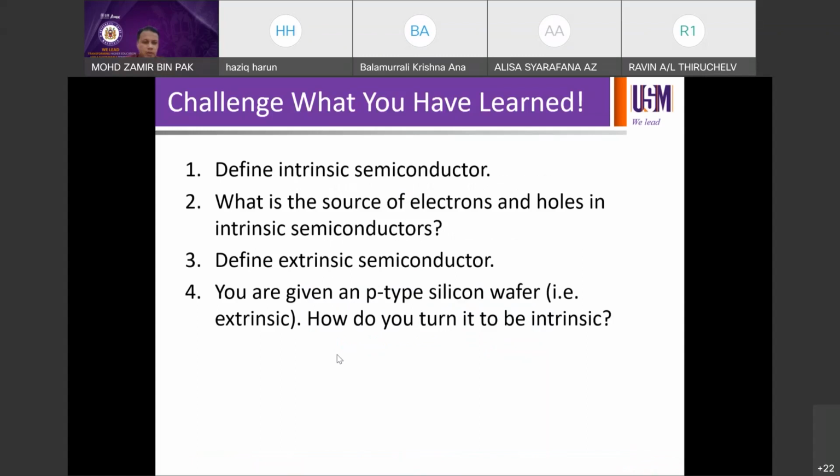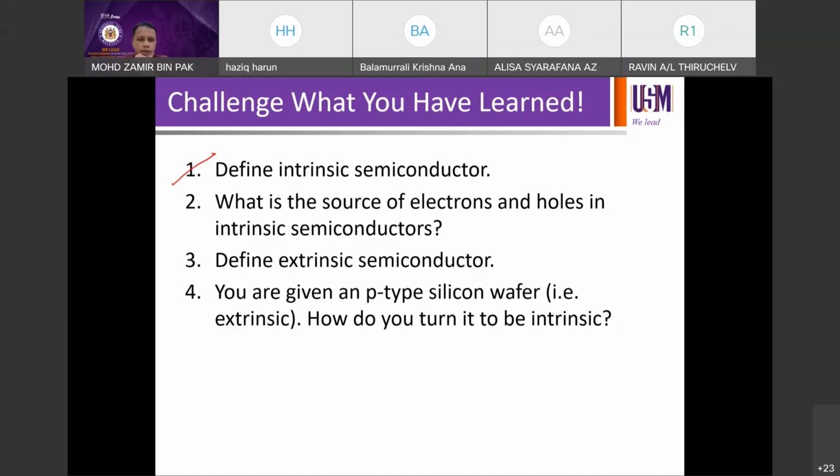So let's go to question number 1. Define intrinsic semiconductor. What is an intrinsic semiconductor? Anyone? Let's just recap for a while. Undoped, right? Okay, good. Intrinsic means undoped or pure semiconductor. There are no dopants incorporated into the lattice. Simple. Okay, that is intrinsic.